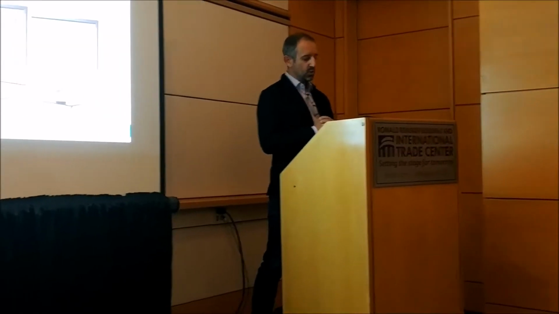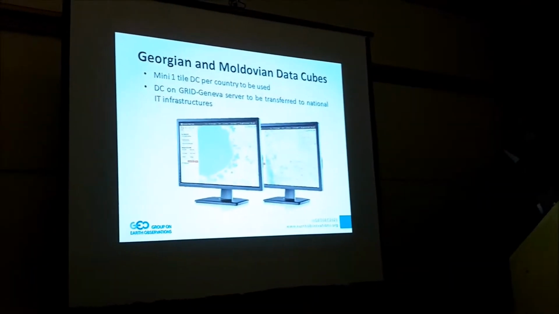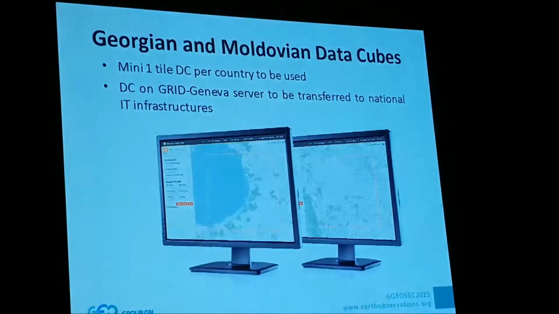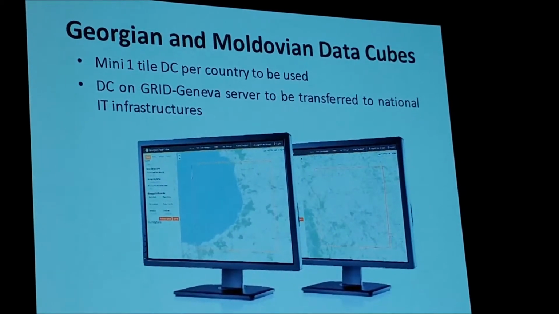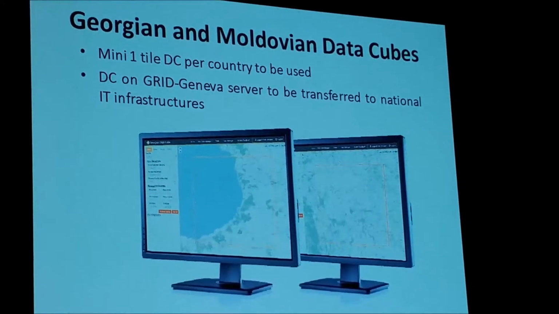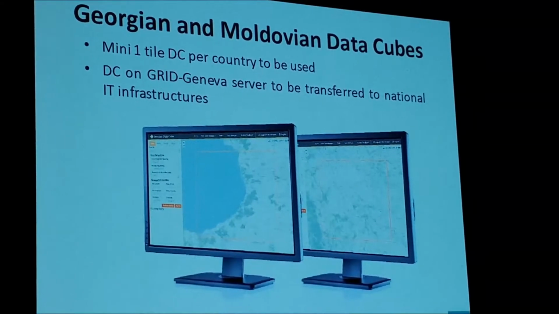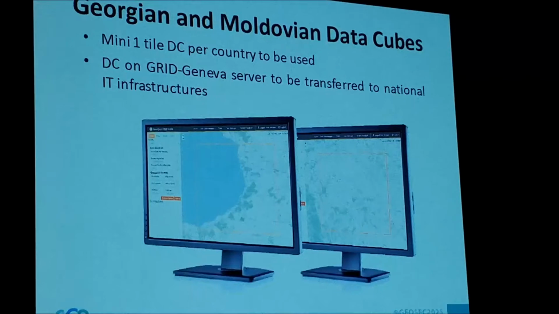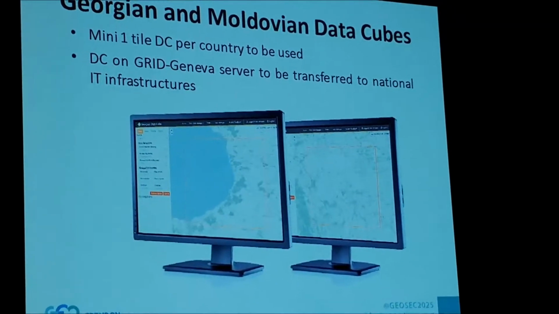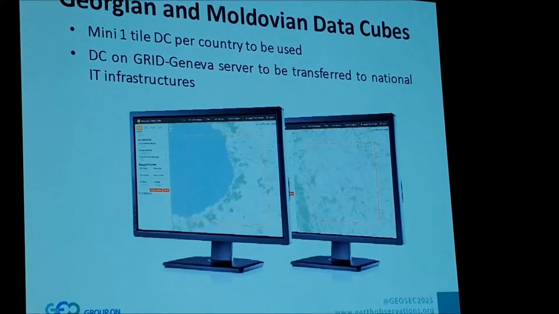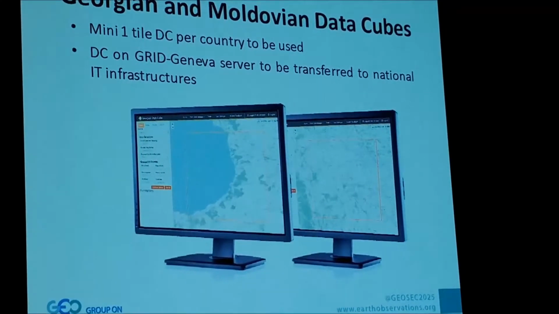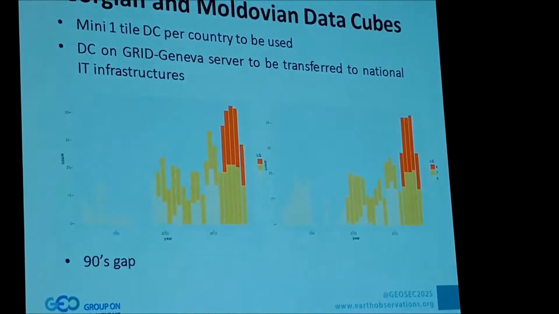So this is really a demo product. We are using one Landsat scene within each country. This has been a requirement from the countries themselves, and we are hosting the data cubes on our own premises for the moment. But the idea by the end of the project is that the two countries can set up the data cubes on their own premises. So basically, we'll just transfer the content of the data cube to them.